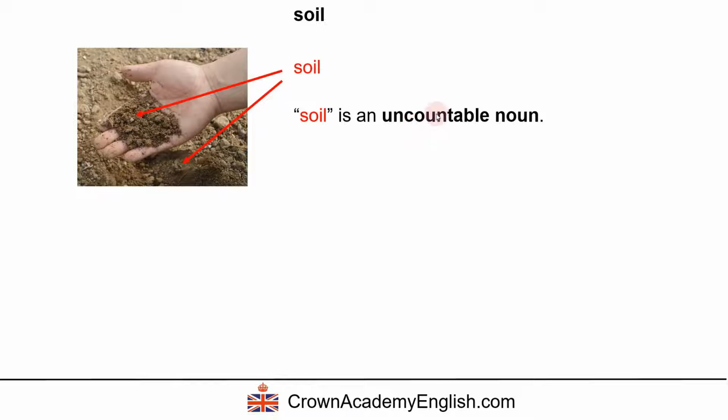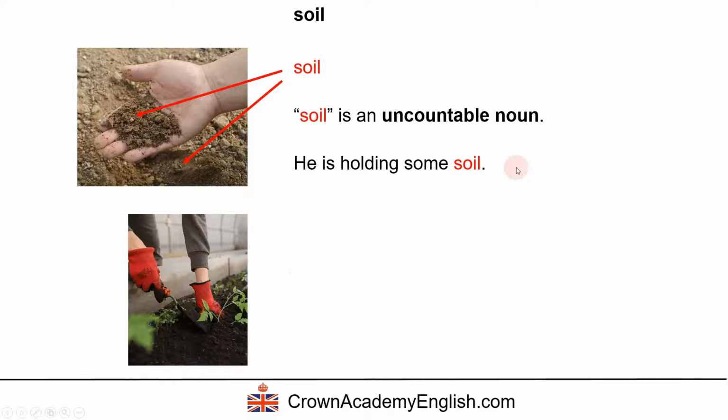So since it is an uncountable noun, we use this structure. He is holding some soil. Some soil, but soil remains in the singular. And so we can say he is digging a small hole in the soil. Okay, so we have the soil here. And he's digging, this is a verb, digging a small hole.